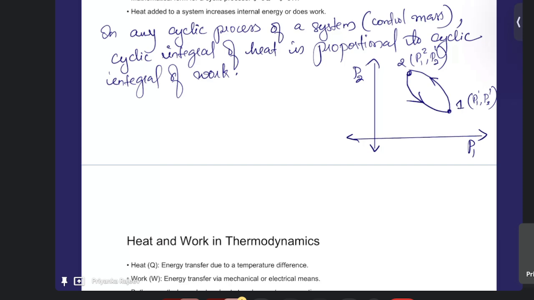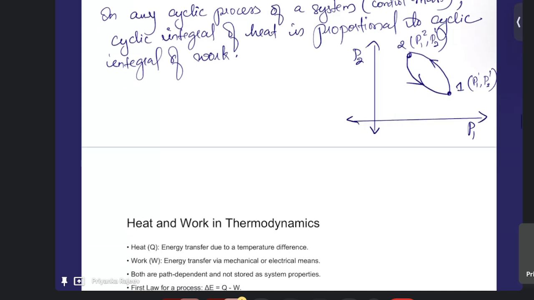In the cyclic process, it is already said that it is a control mass system. That means mass is not going to change. Only energy transaction is happening. So somewhere heat is added, then somewhere work is added or removed. So heat is added or removed and work is added or removed. That is how you are going from state 1 to state 2, and then coming back from state 2 to state 1.